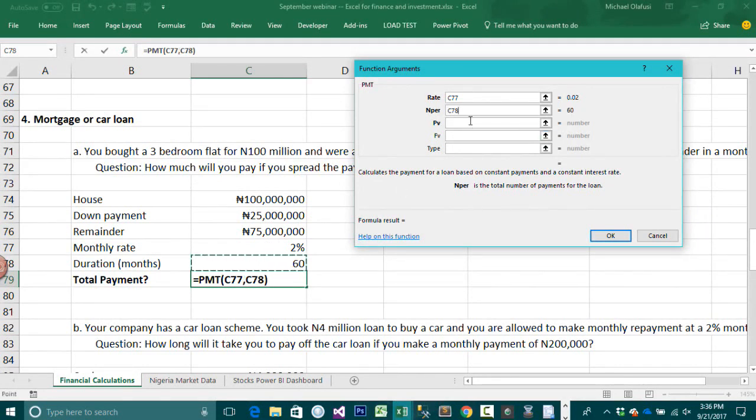So I'm picking that. What is the money that you have to repay? You have to pay back 75 million naira. You've already made the 25 million down payment. This is the amount they are saying you should do a flexible payment over. So again, I put a minus before it. You have to pay back everything. You pay back at the end of the month, so nothing in here. You understand why I'm leaving them blank. And then I'm going to click okay.